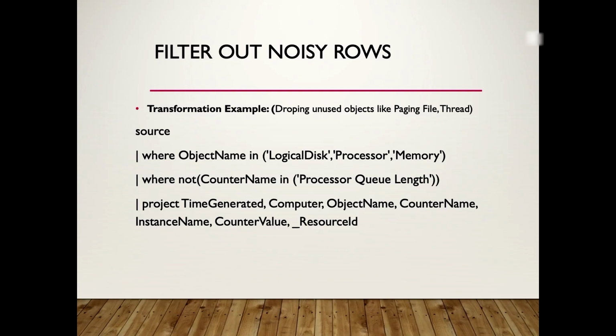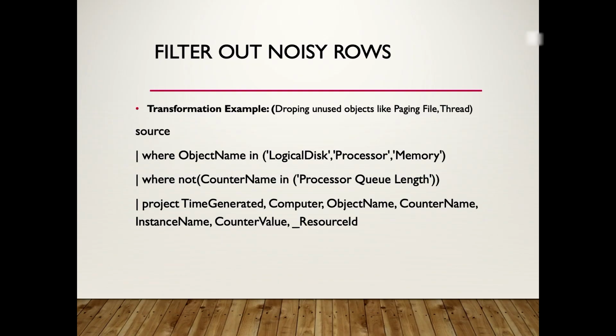So now that we have seen this, the question is, how do we transform the data? How do we filter out the noisy rows? The reason I wanted to explain the data collection rule structure is because it's very important to understand where it's coming from. So the next thing is we're going to talk about filtering out noisy rows.